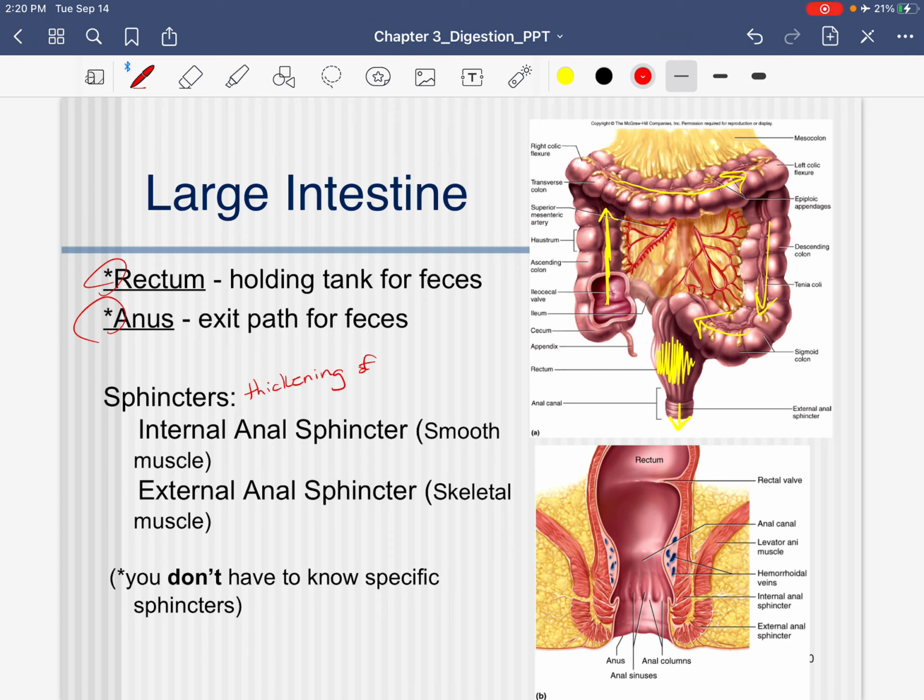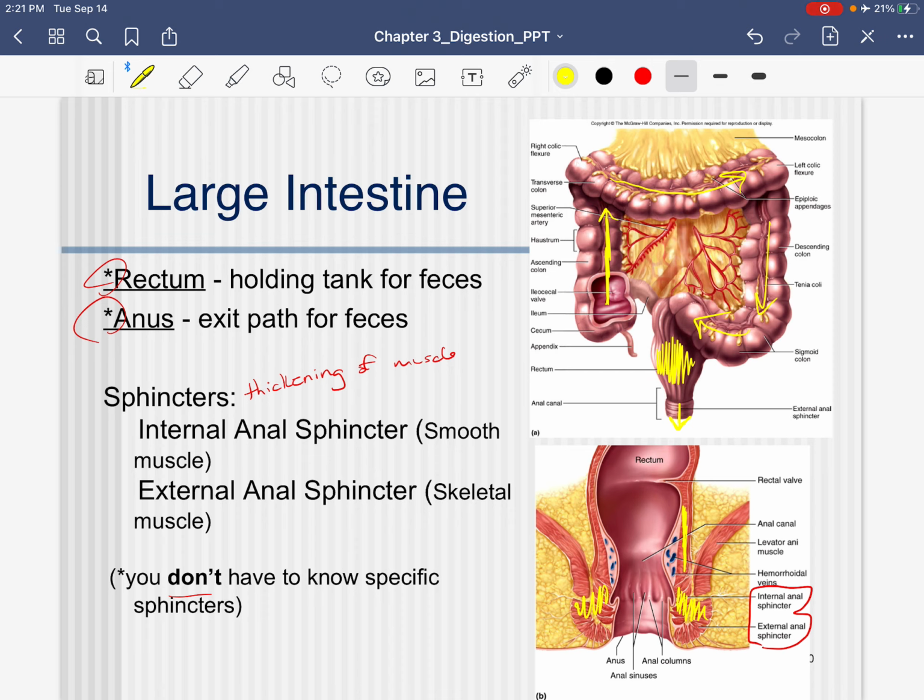Of course, lining all of our GI organs is muscle. Like if we look down here, let's go with yellow. Our GI organs are lined with muscle. All of them, really. But there are some areas where it's thicker. And we have two sphincters down here. You don't need to know them specifically by name, but I'm just pointing out that they're there. So another example where we have a thickening of muscle on both sides.